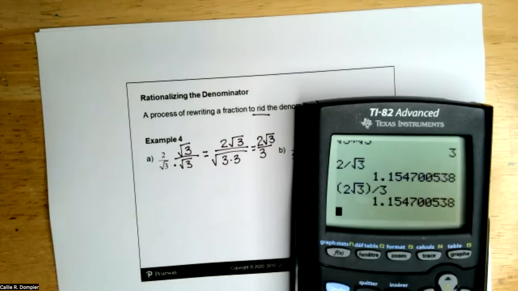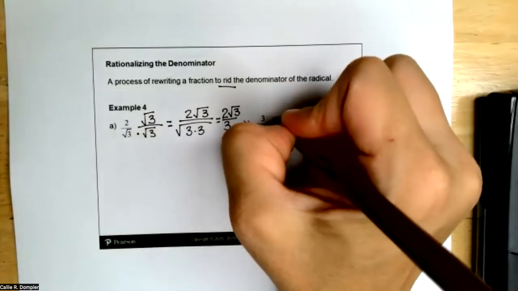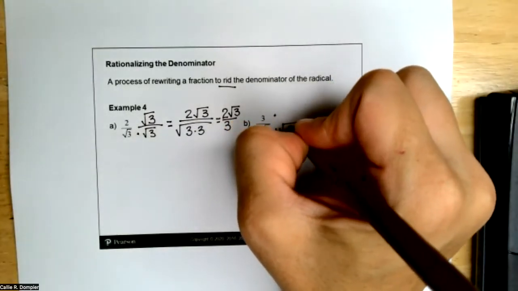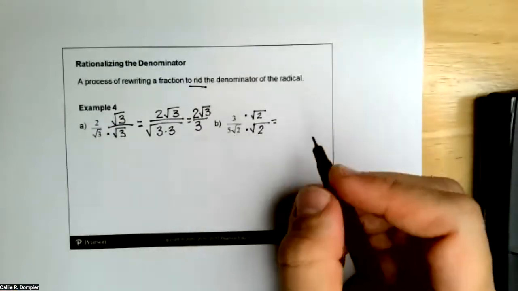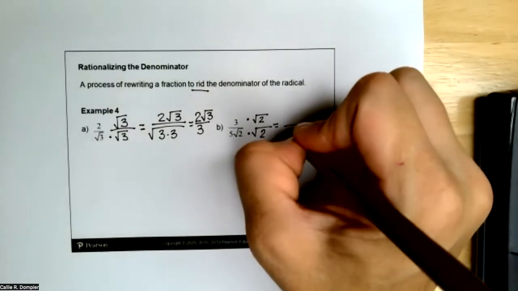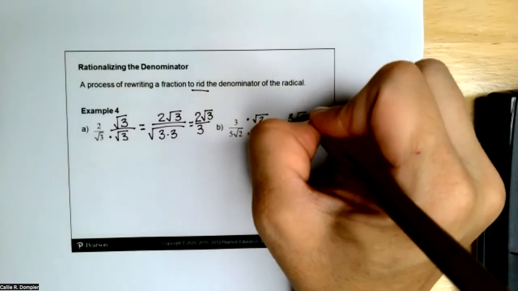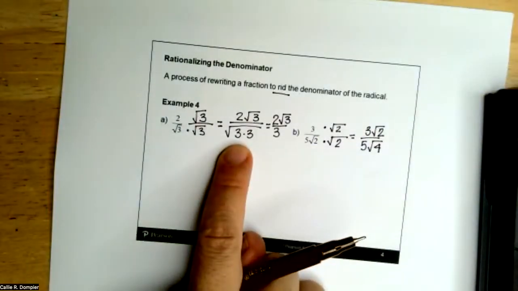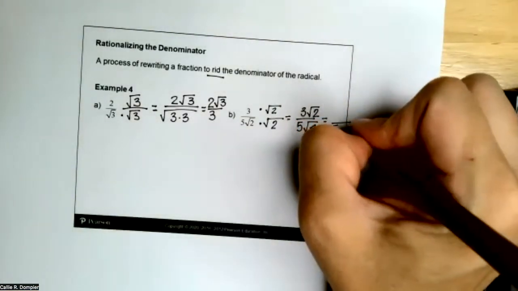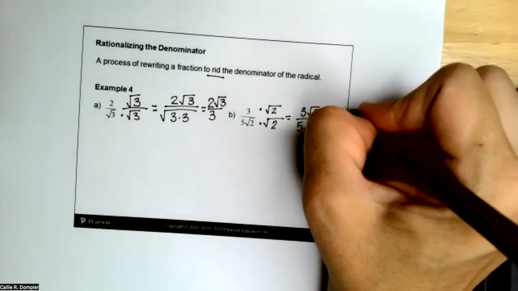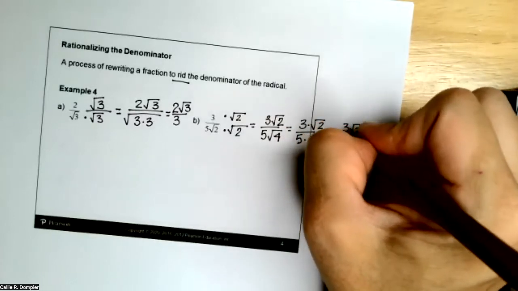Same number. Good. For B, you don't need to multiply by 5 square root of 2. We are only worried about the square root of 2. So we just want to make the square root of 2 into a perfect square under the radical, right? A perfect square under the radical would be 4. And just like here, 9 is a perfect square, 4 is a perfect square, so that becomes 5 times 2, and then it stays 3 square root of 2. 3 square root of 2 over 10.